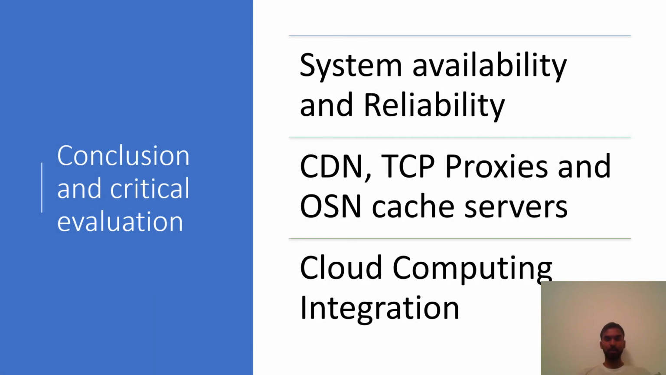And now, concluding today, we've covered system availability and reliability, which is achieved by TCP communication between the servers, and scalability, which is achieved by different data centers, and the CDN TCP proxy servers, which are used in communication, and cloud computing integration, which is developing web applications and creating web applications for games and many such users.